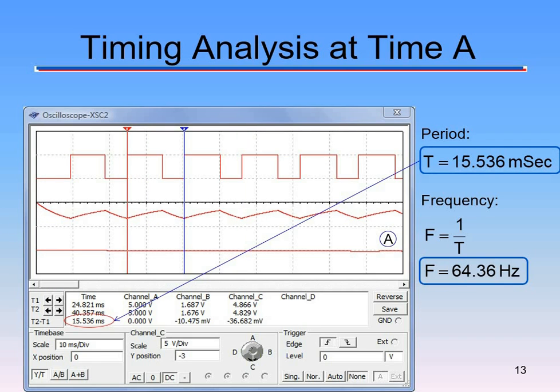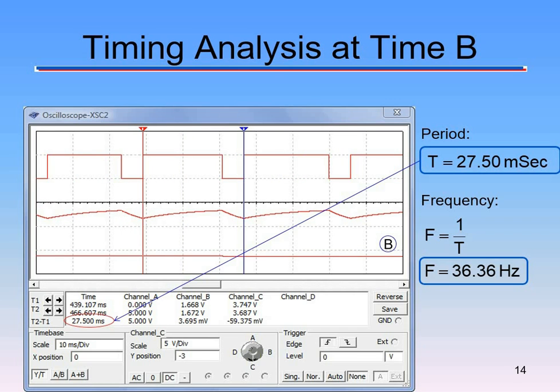If we look at time A, the period was 15.53 milliseconds and the frequency was 64.36 hertz. When we let go of the button, what's going on here? The period is now longer. It was at 15, now it's at 27. The frequency is what? Almost cut in half, right? It was 60, now it's 36. All right, so this is at time B. This is where it's still starting to dampen. The signal's going down, slowing down, slowing down, slowing down.